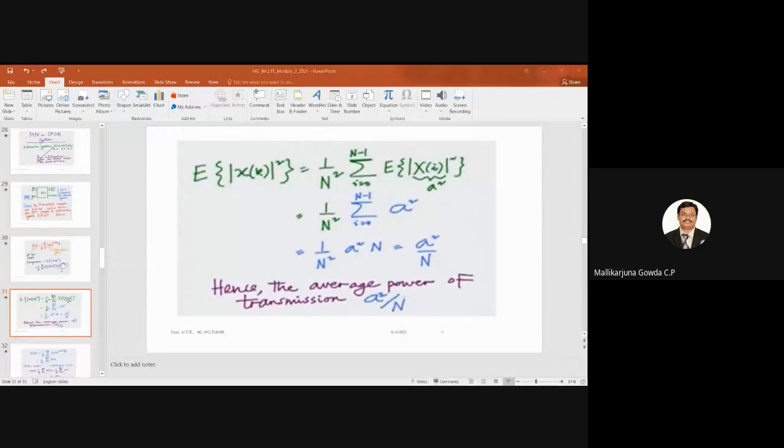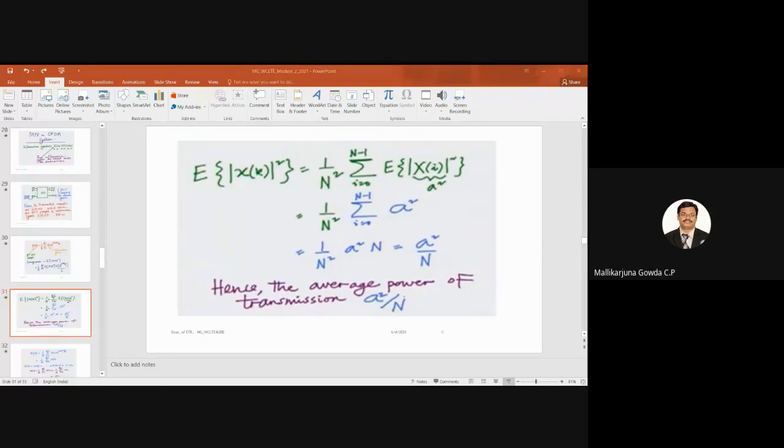So the expectation, that is the average value. Average power will be equal to what I say. This is the expression. 1 by N square into this, and this x of I will be what? A square. It may be plus A or minus A. With respect to that, it is A square. So 1 by N square into summation I equal to 0 to N minus 1 of A square is nothing but 1 by N square into A square N. So N will cancel here, so it will be A square by N, which is the average power of the transmitted signal.